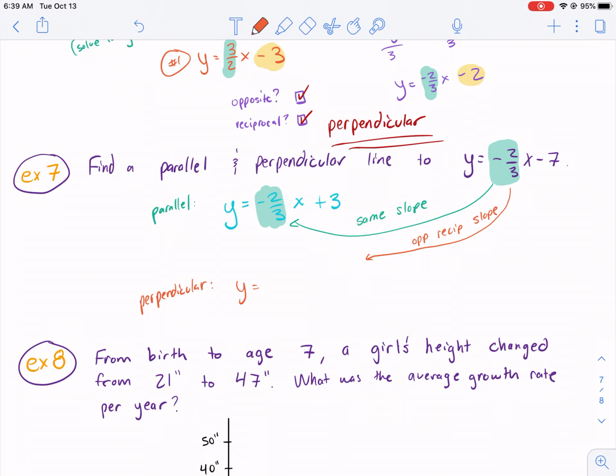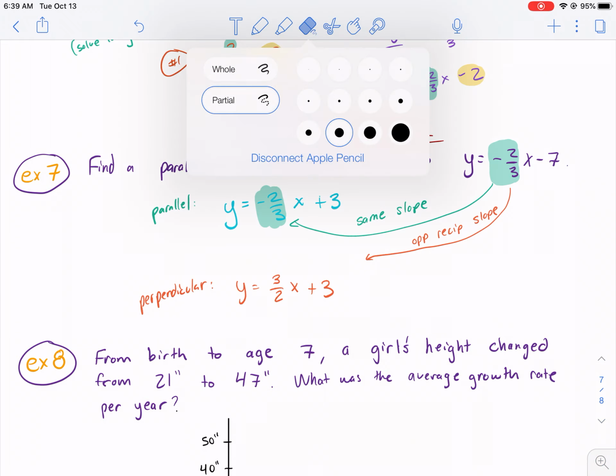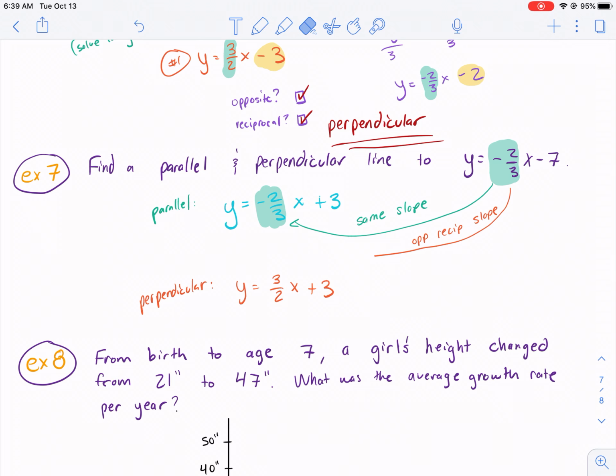What's the opposite reciprocal? Again, we need to make it from negative to positive. So we have positive 2 over 3 so far, but now we need to flip it so we get positive 3 over 2 x. We don't care about the y-intercept. Let's make it plus 3 again. It doesn't matter if it's the same as the other one. Do I need to extend this line a little bit? Is that bothering anybody? It's bothering me.